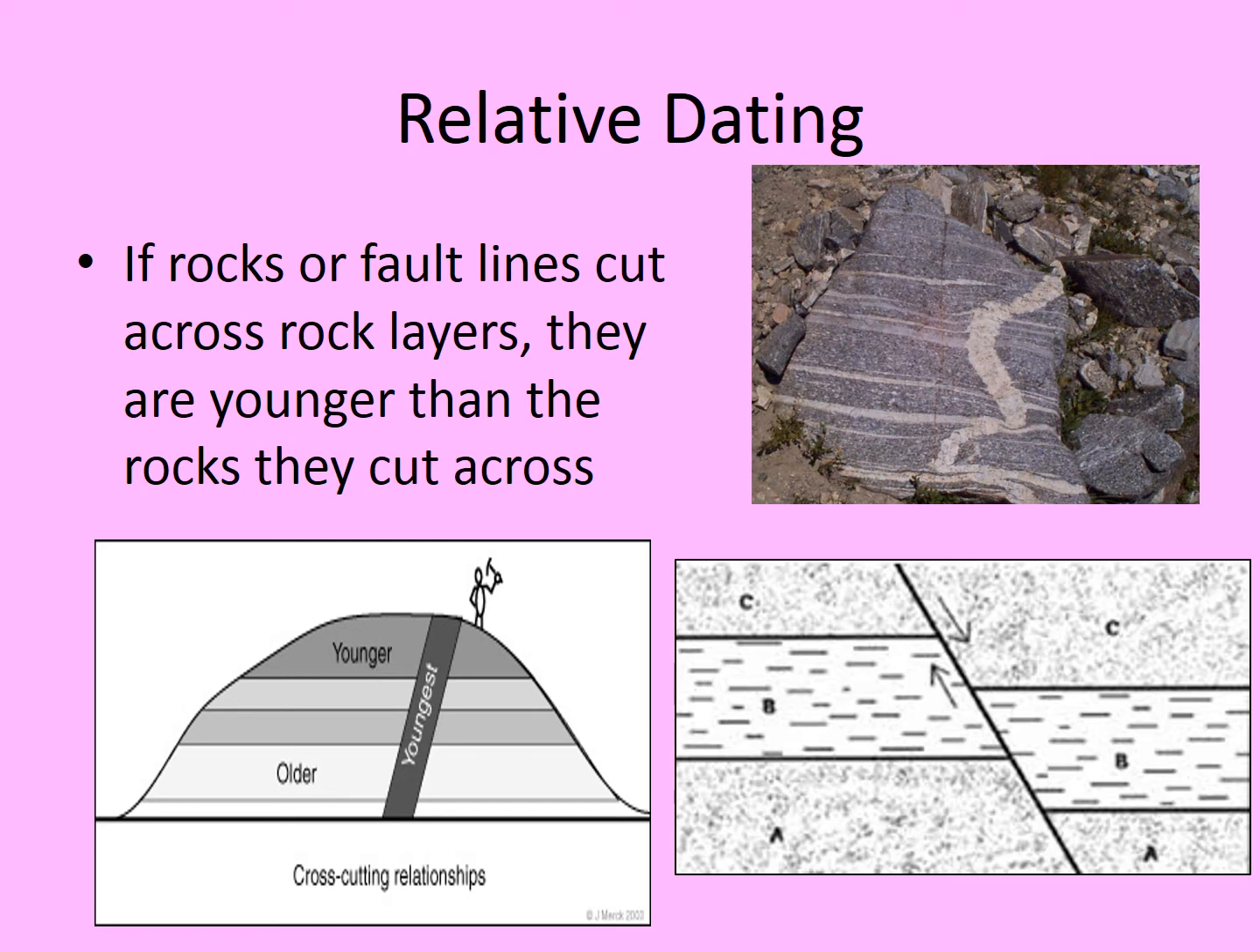This can also be true if you have a fault line, basically the result of an earthquake. The picture on the right shows that A used to be beside A, B beside B, C beside C, but then that fault line came and twisted them and shifted them. So A, B, and C existed first, and then the fault line cut across them. So it's younger than A, B, and C.